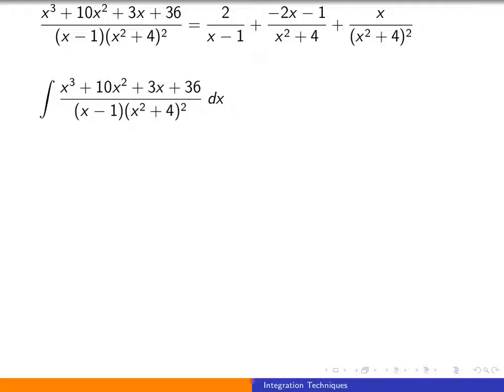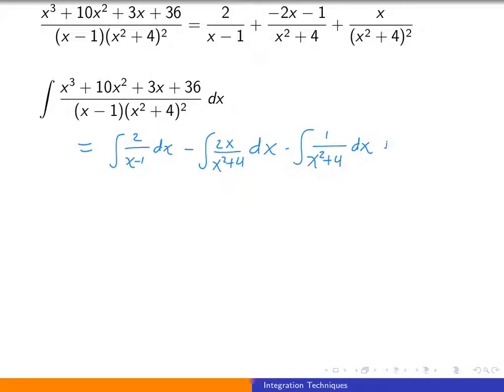So at the top here, we have the partial fraction decomposition from the previous slide. So let's just go ahead and immediately break this up into 4 different integrals. So we are going to have the antiderivative of 2 over x minus 1. Then that next term can be broken up into 2 pieces. Minus the integral of 2x over x squared plus 4, minus the integral of 1 over x squared plus 4, and then the last term would be plus the antiderivative of x over the quantity x squared plus 4 squared.